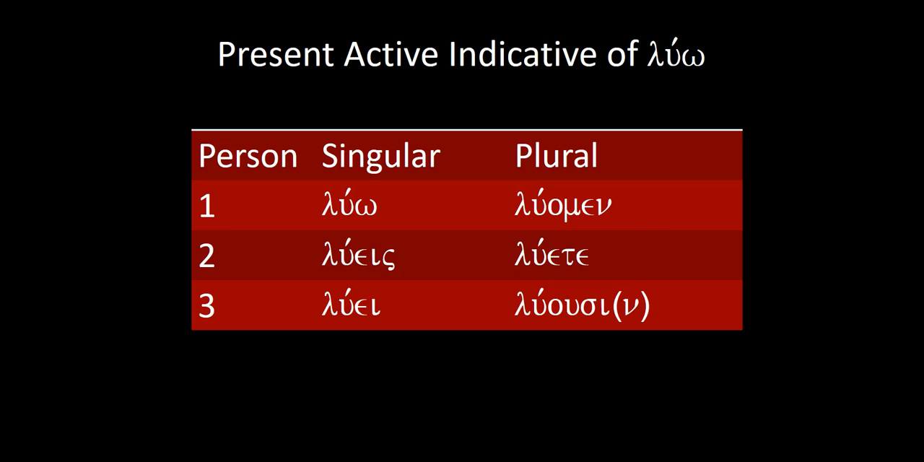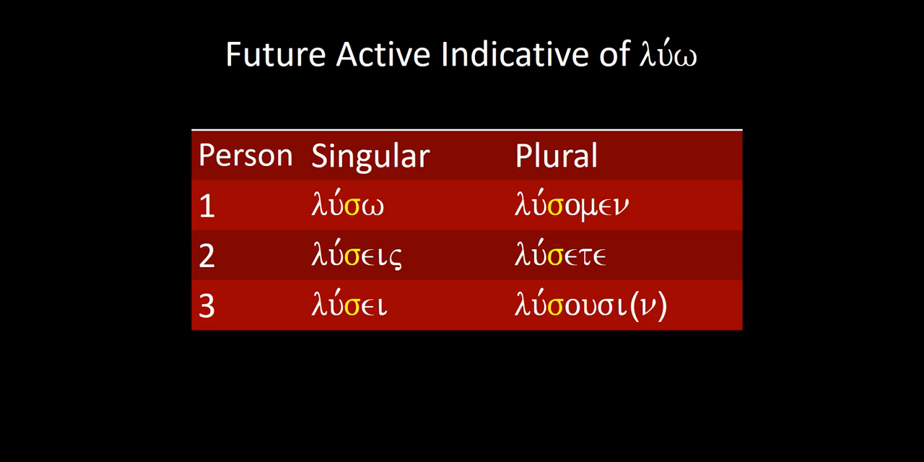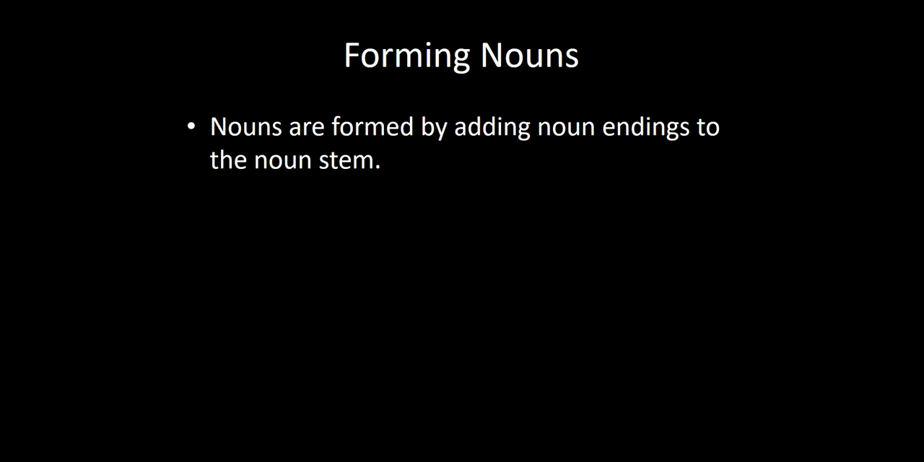We also added a sigma in the middle to be a sign of the future tense. So remember this, we had luso, luses, luse, lusamen, lusete, lusousi. So that sigma was a key of the future tense, and then you had endings. Well, when we are going to be putting noun endings at the end of a noun stem, it's very similar to when we put verb endings at the end of a verb stem. So this is what we're doing, noun endings at the end of a noun stem.